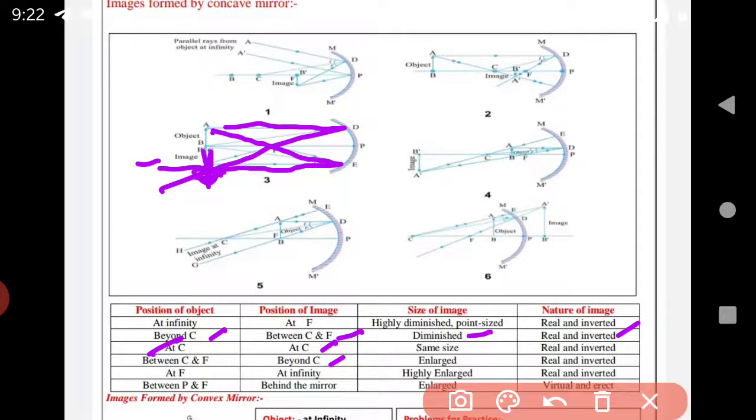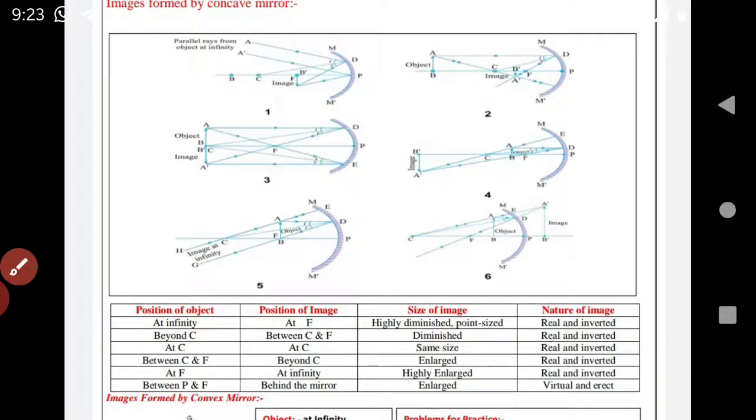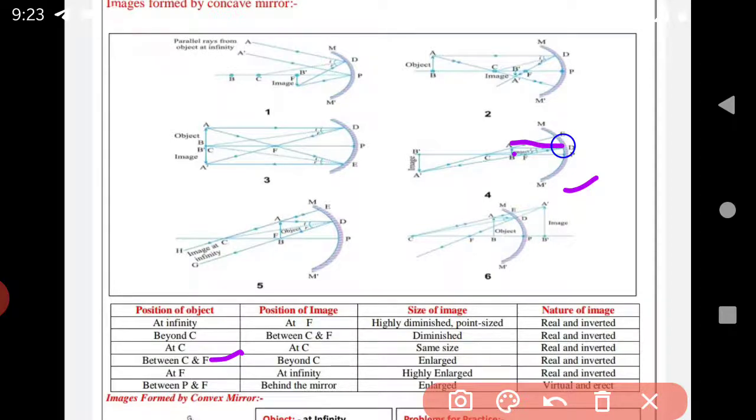That means beyond C, it's of same size and it's real and inverted. After this, fourth one, when the object is placed between C and F, one ray is running parallel to the principal axis and reflects back through the focus. Another ray is oblique to the principal axis, and it reflects back and intersects beyond the C like this.